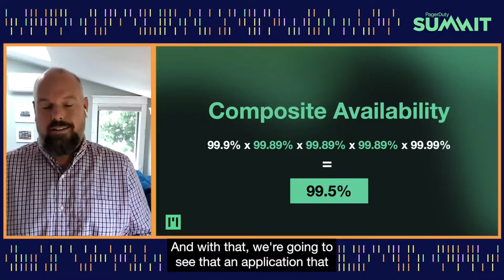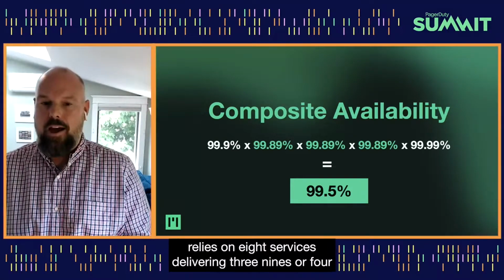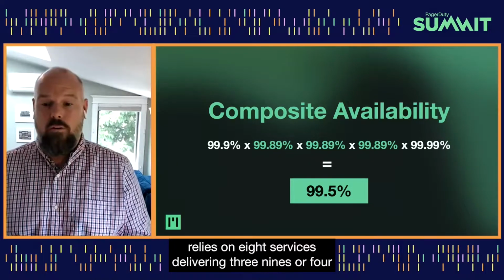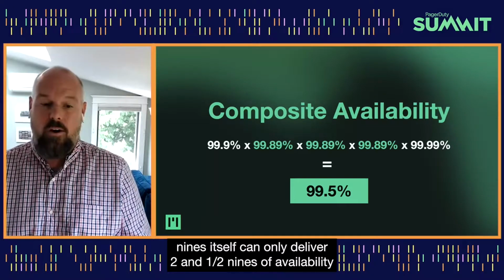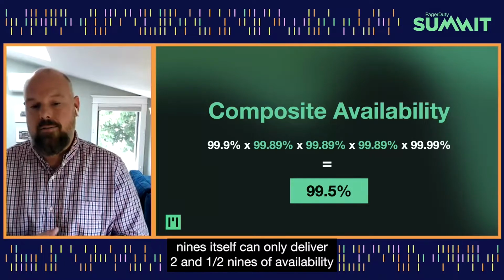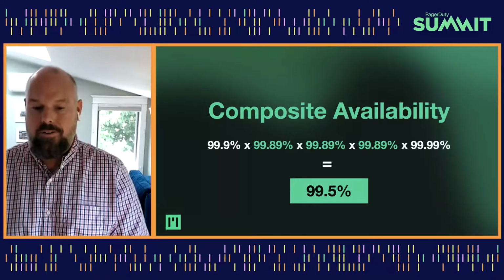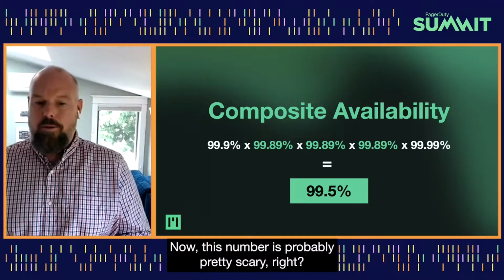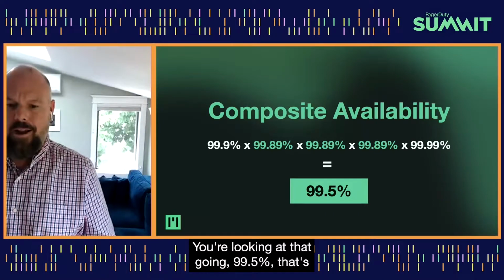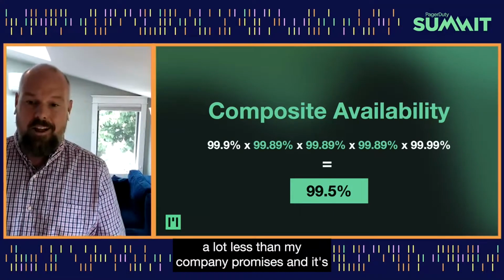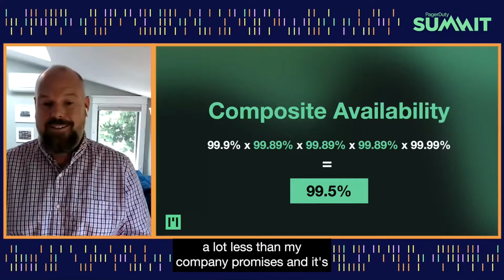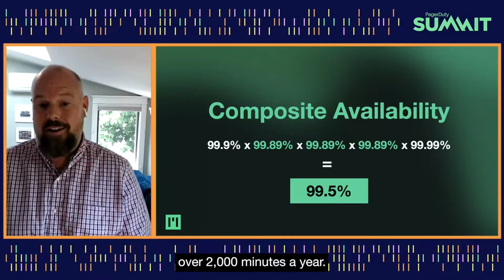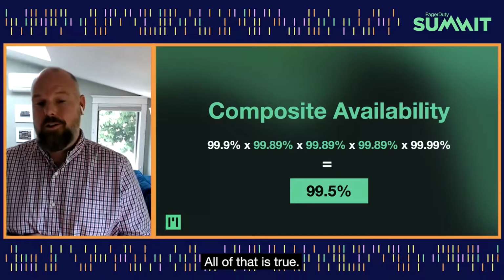And with that, we're going to see that an application that relies on 8 services delivering 3 nines or 4 nines itself can only deliver 2.5 nines of availability to its end users. Now, this number is probably pretty scary, right? You're looking at that going 99.5%. That's a lot less than my company promises, and it's a lot less than I would expect. And that's a lot of downtime, over 2,000 minutes a year. And you're right, all of that is true.